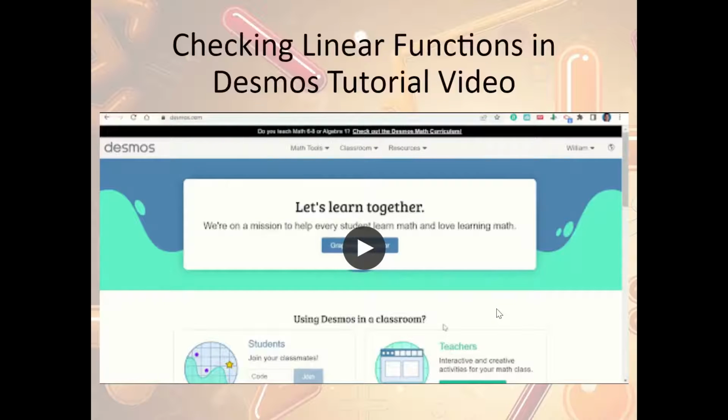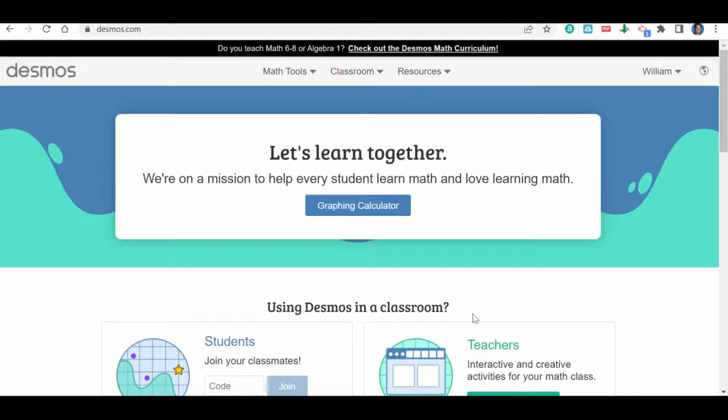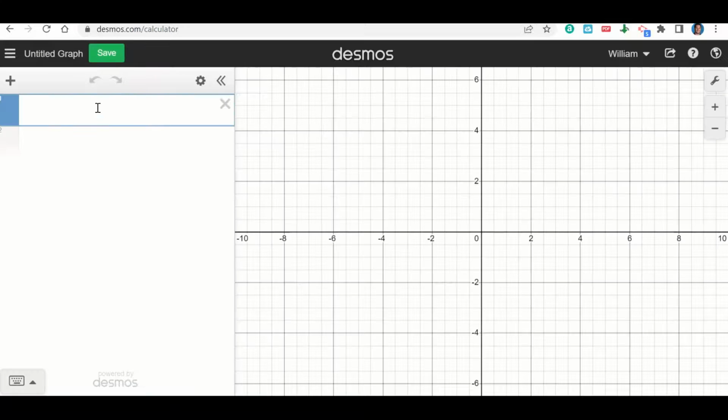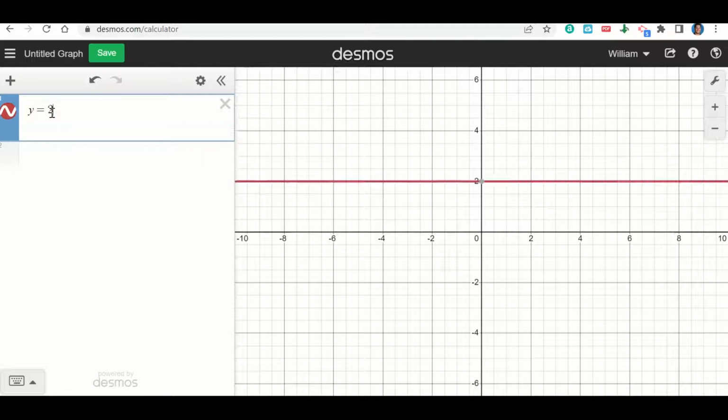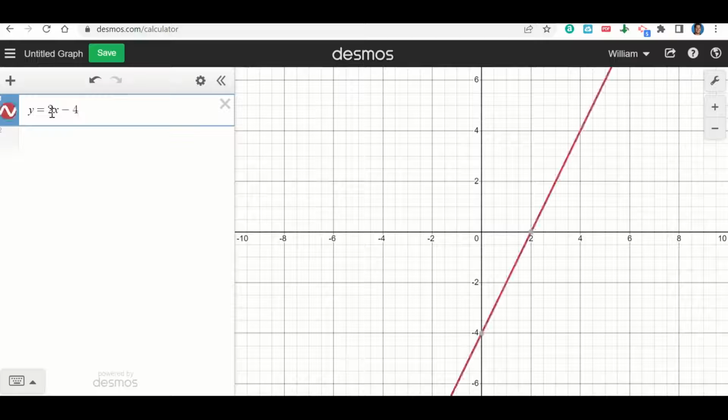There's a video here also that shows you how to graph linear functions in Desmos, so you can go ahead and watch that. Let's talk now about how to check our work with linear equations using Desmos. So what we're going to do is go to desmos.com and click on the link that says Graphing Calculator. Over here on the left side, we can enter any linear equation, and it will graph it for us. So let's try y equals 2x minus 4.